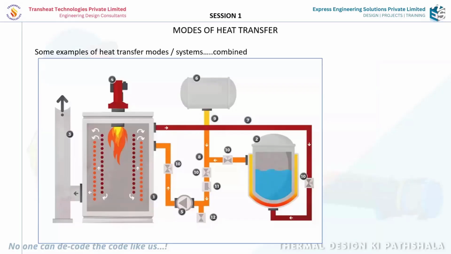There is again an example of a fired heater where the hot fluid is being used to maintain the temperature of the contents of a reactor. Within the heater, you have radiation. At the reactor wall, you have conduction occurring across the wall, and inside the reactor, the contents are maintained because of convective currents which set up.